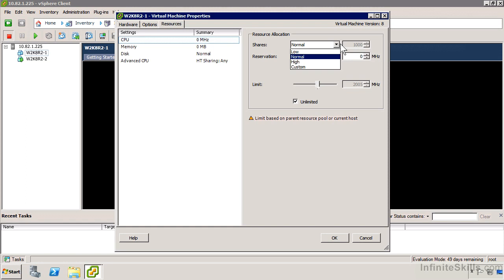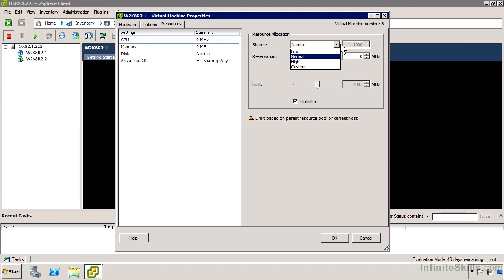Well, it's going to be a comparison of the shares of the other virtual machines that are running. So if I have two virtual machines and one is running at normal shares and the other is running at high shares, if they don't need the CPU time, they're not going to get it. They're not going to take it. If the other virtual machine with a lower set of shares needs more of that CPU time and it's available and the other VM doesn't need it, it will get it.